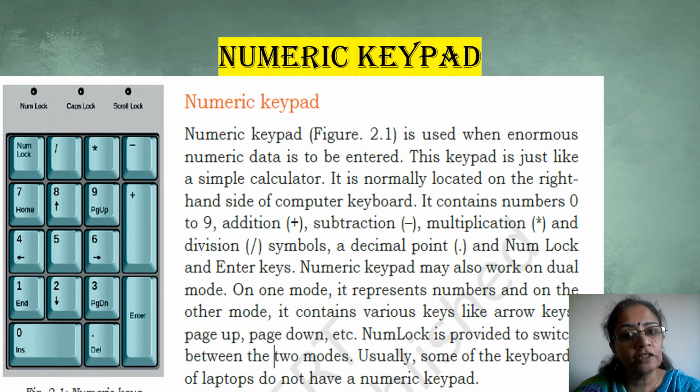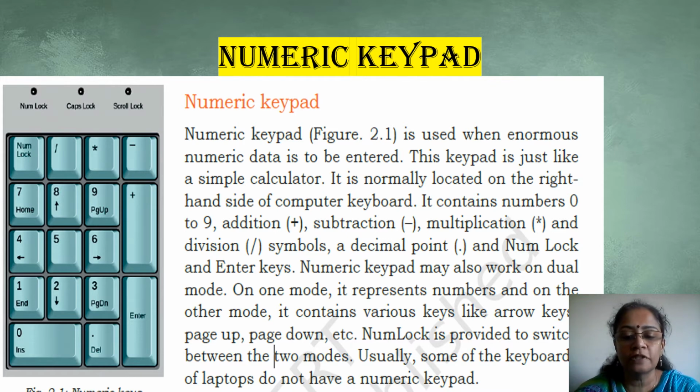Now along with that, on the right hand side of the keyboard you have the numeric keypad, which contains the numbers, and along with that you also have the addition, subtraction, multiplication and division signs. Now one important thing about this numeric keypad is that it works in a dual mode. In one mode it represents numbers, and in the other mode it contains the arrow keys for page up, page down, etc. So the numlock is provided to switch between the two modes.